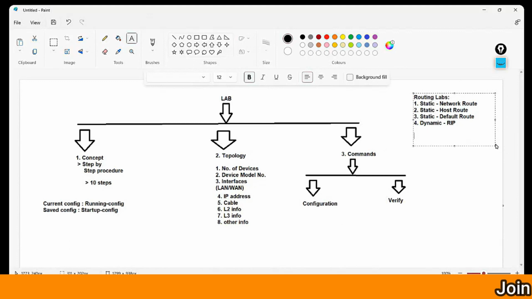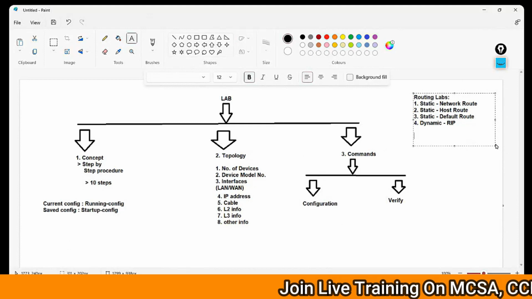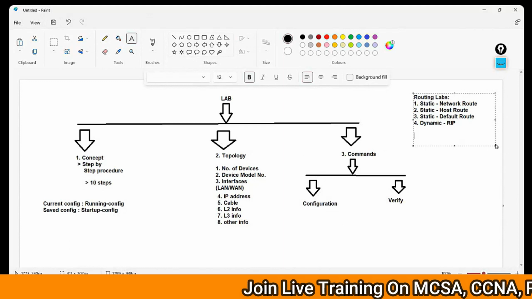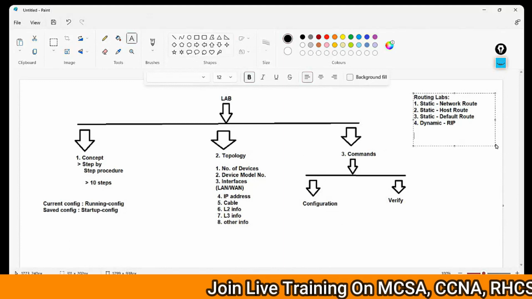So first you need to understand what is static routing, what is dynamic routing, what is network route, what is host route, what is default route, what is EIGRP, what is RIP, what is the difference between static and dynamic routing. Those basics you need to understand. Yesterday we covered this, right? Yes. Yesterday we discussed it. Now I'm going to just refresh it before going to the lab.